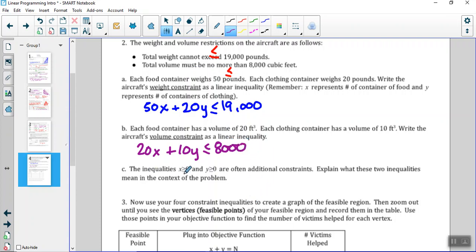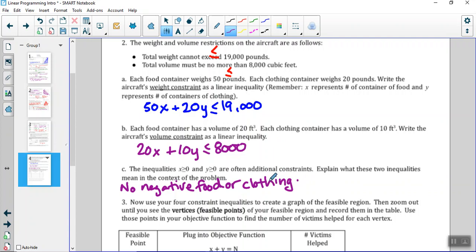So it says the inequalities x is greater than or equal to 0 and y is greater than or equal to 0 are often constraints. Explain what these two inequalities mean in the context of the problem. So you want to go back and see what x and y represent. And if you know what it is, you can pause the video and write it. You can see here x represents the number of food containers. So if I say that that number has to be greater than or equal to 0, I'm saying you can have no negative food containers. And you also can have no negative clothing containers. So those constraints make sense.